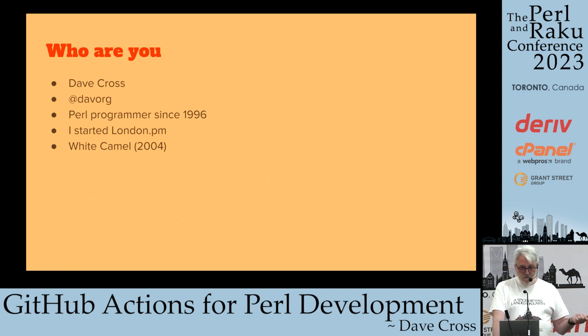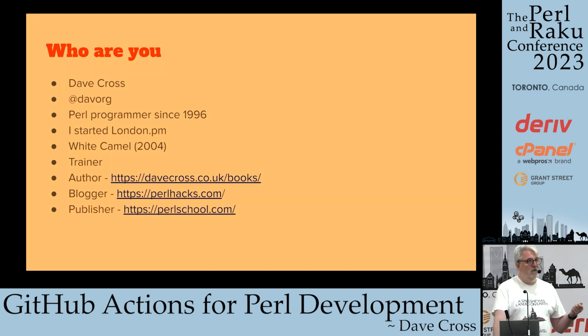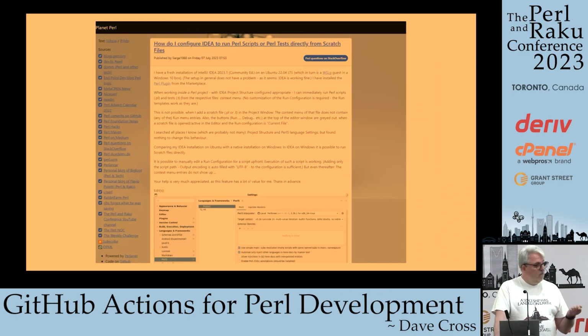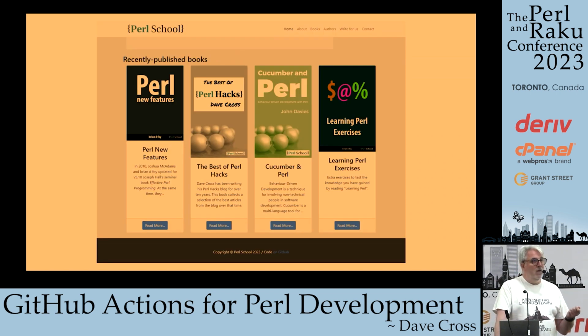I've got a white camel. Mohammed's here. He's got his white camel now. Hello. I do training courses. I've written Perl books. I blog about Perl at perlhacks.com. And more recently, I've started to publish Perl ebooks through perlschool.com. So you might have read some of my books, read my blog posts, used things like Planet Perl or CPAN Dashboard, which I was speaking about a couple of days ago, or maybe bought a Perl School book. So that's kind of an overview of who I am.